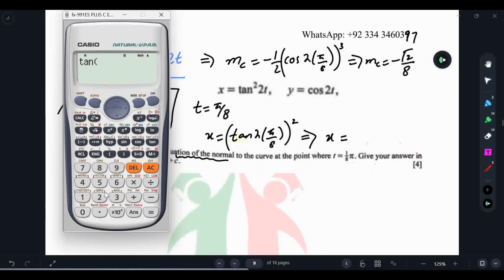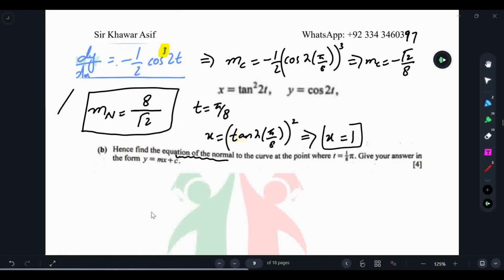So at t equal to pi by 8, x will be equal to tan of 2 into pi by 8, bracket close. Okay, 1. So 1 square will be 1. So x will be 1. Now what about y?